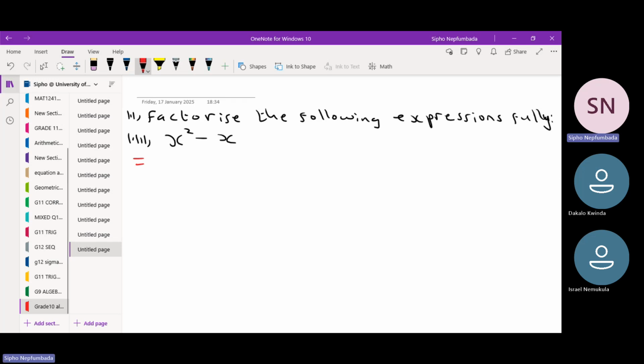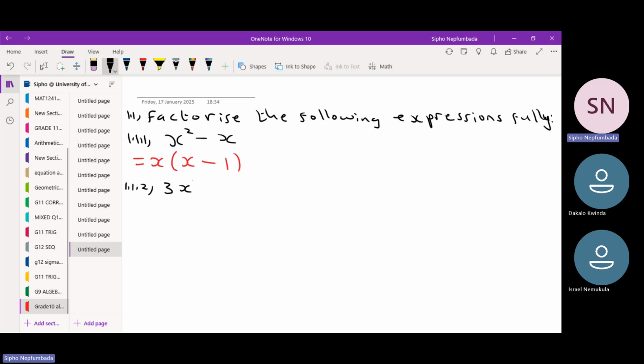I told you that when you see a mathematical expression, when there's a common factor, you must remove the common factor. So what is our common factor? X. Our common factor is x. Then when we remove the common factor, this is equal to x times x minus 1. Then you're done. Is it difficult? No.